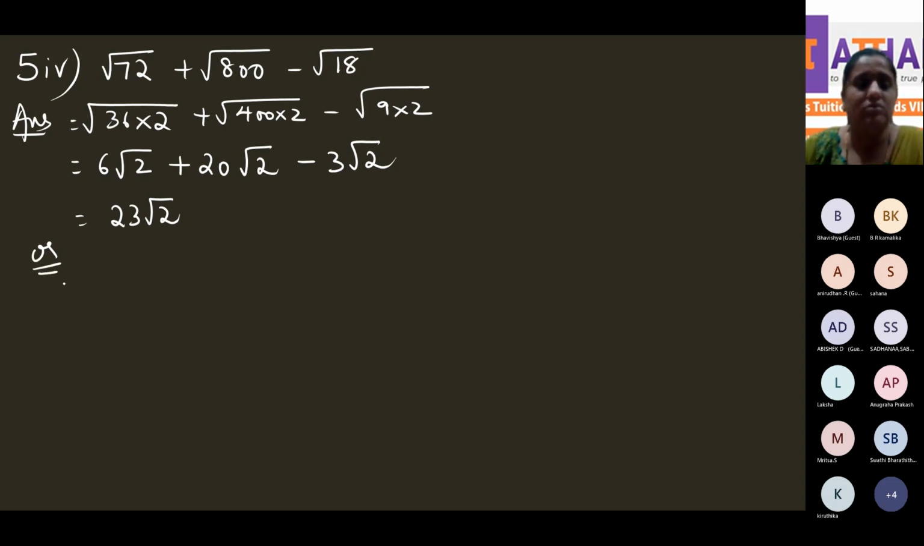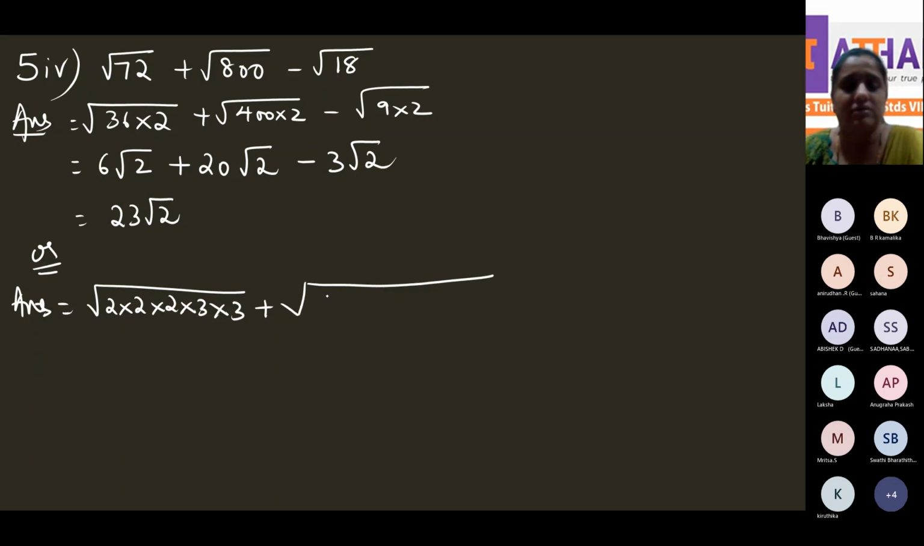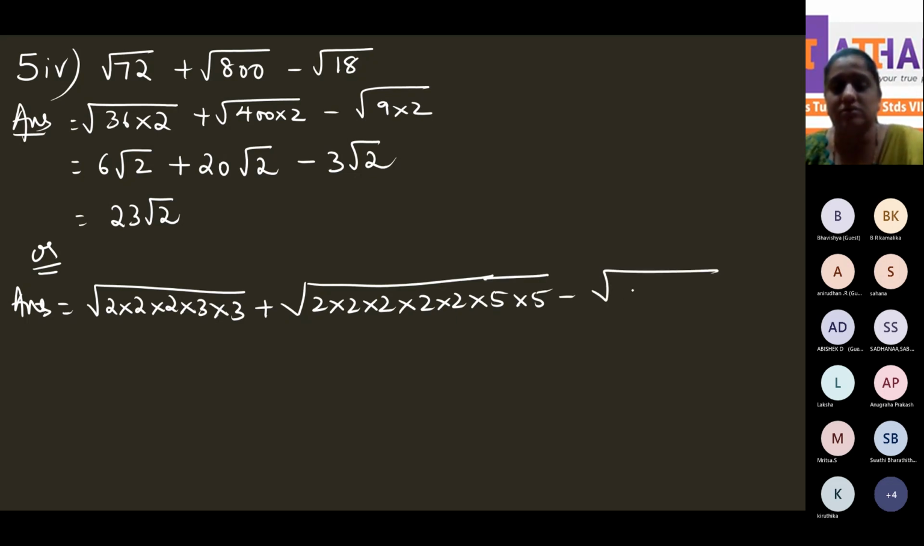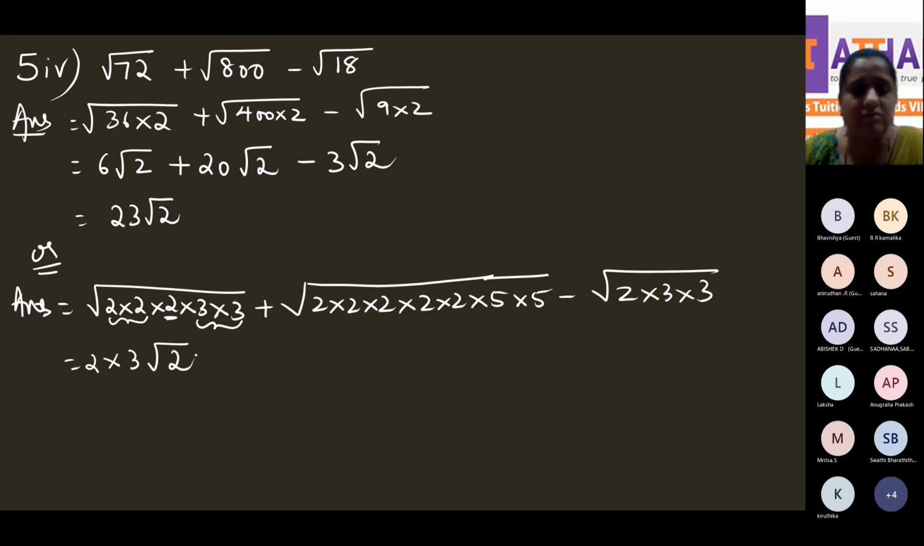Or you can also do it like this. 72 is 2 into 2 into 2 into 3 into 3. For 800 you will get 2 into 2 into 2 into 8 and 100, so 2 into 2 into 5 into 5. And for 18 you will get 2 into 3 into 3. So what should you do? From 2 twos, one 2 comes out. From 2 threes, one 3 comes out. And what remains? 2 remains.